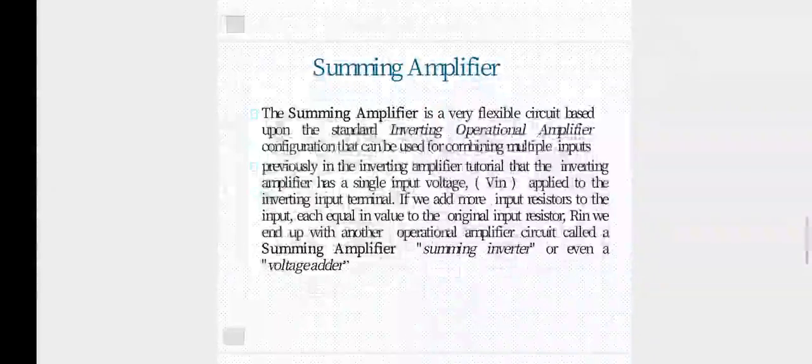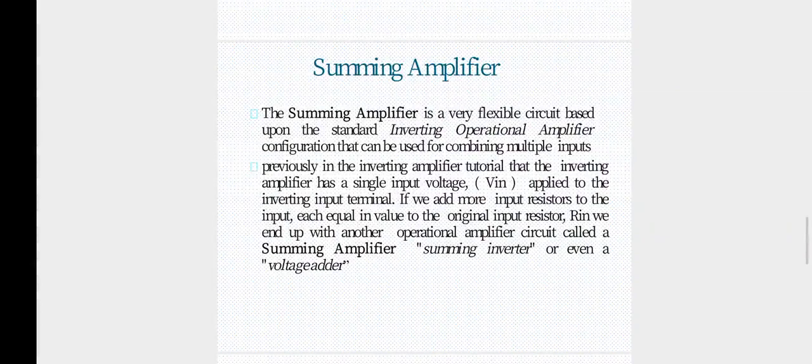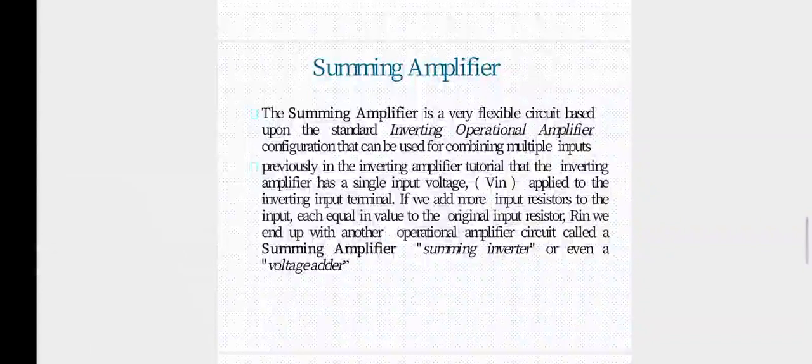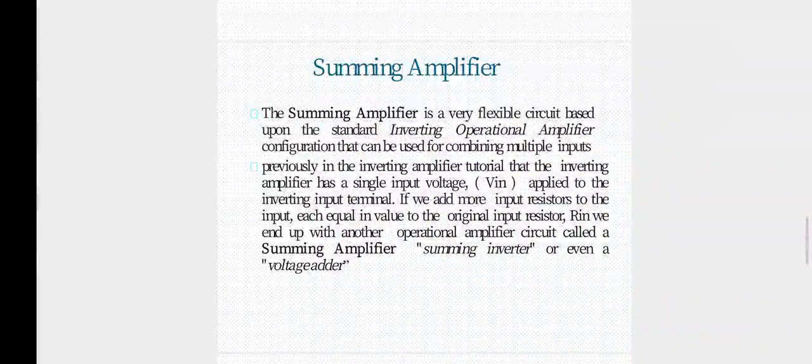Then the summing amplifier. The summing amplifier is a very flexible circuit based upon the standard inverting operational amplifier configuration that can be used for combining multiple inputs. Previously, in the inverting amplifier tutorial, the inverting amplifier had a single input voltage applied to the inverting terminal. If we add more input resistances to the input, each equal in value to the original input resistor, we end up with another operational amplifier called a summing amplifier, a summing inverter, or even a voltage adder.